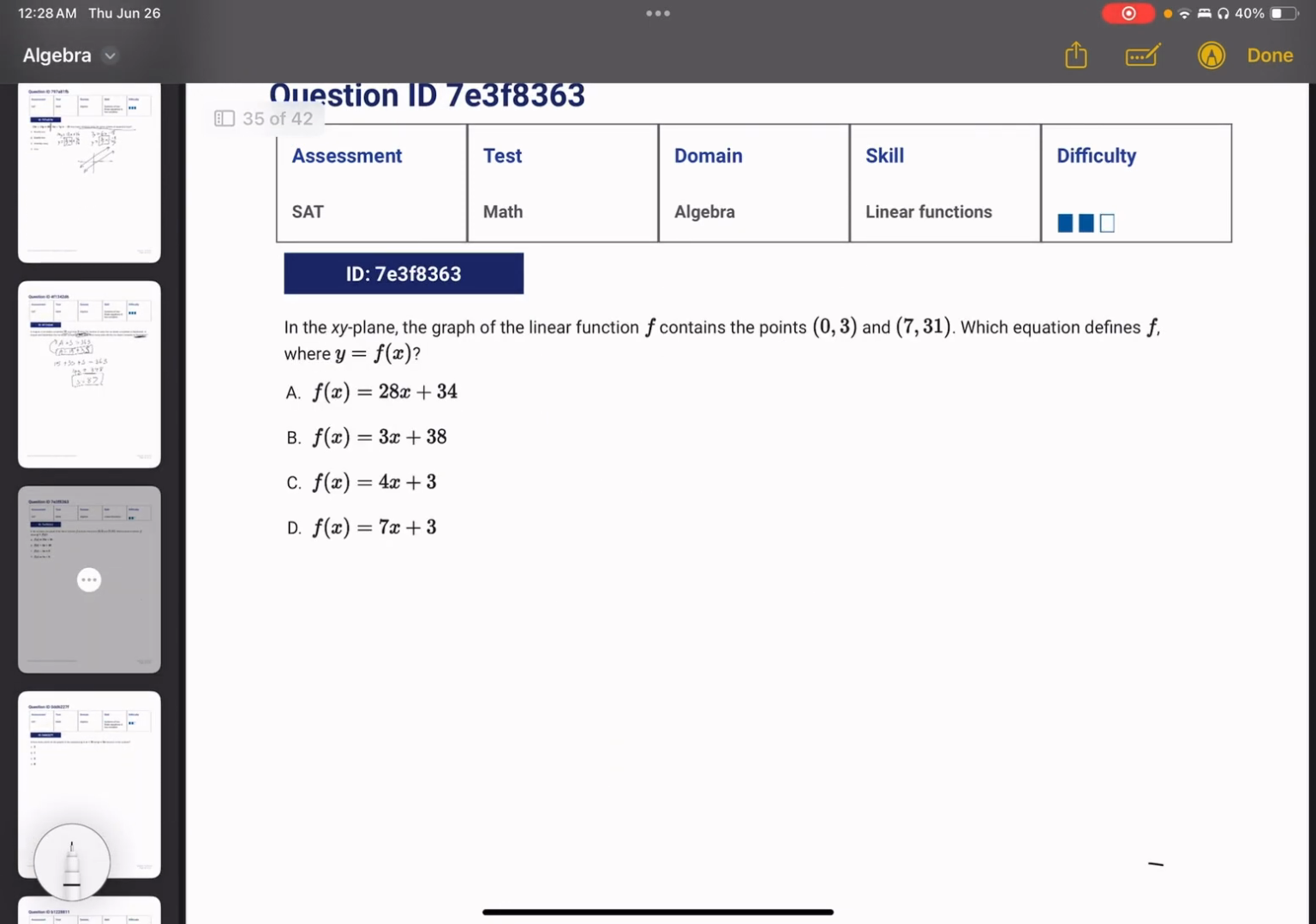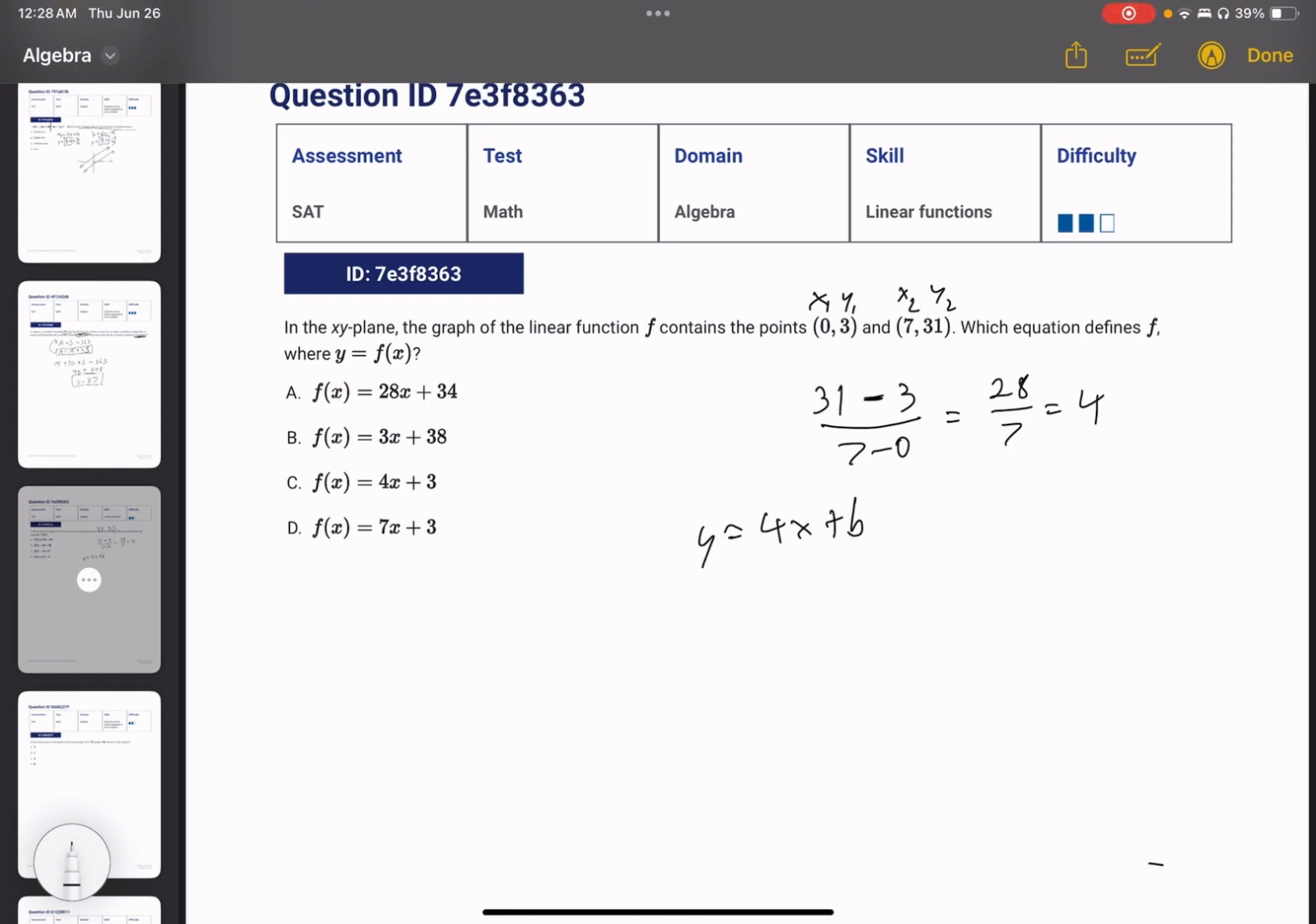In the xy plane, the graph of the linear function f contains the points (0, 3) and (7, 31). Which equation defines f, where y equals f of x? We're just going to solve for our slope. We're going to say this is y2, x2, y1, x1. So we have 31 minus 3 over 7 minus 0, which is 28 over 7, which is 4. 4 is our slope, so we have y equals 4x plus b.